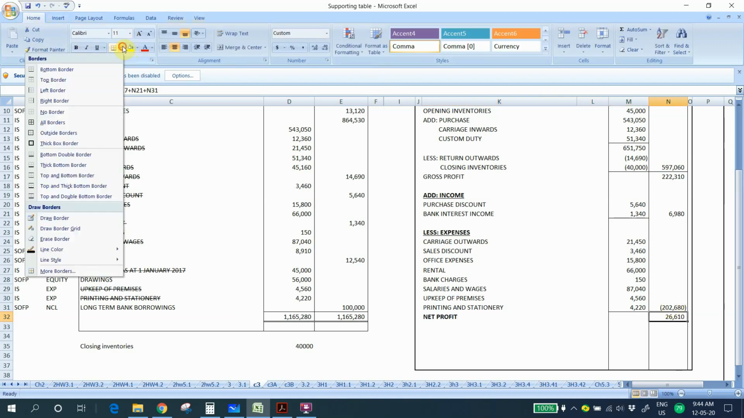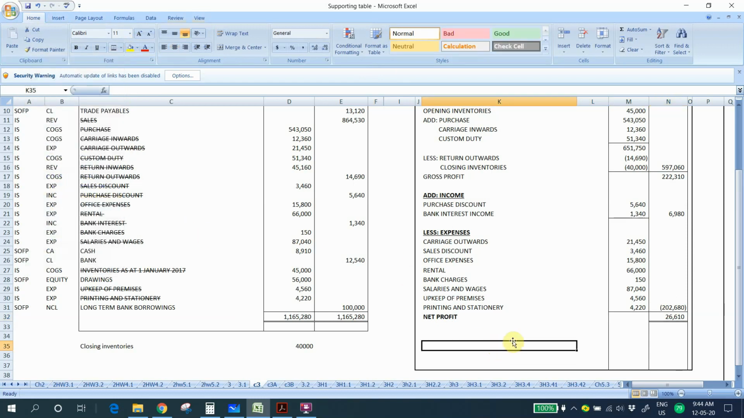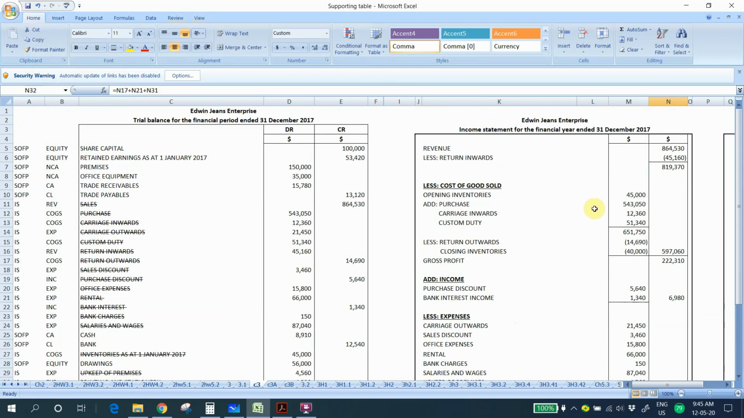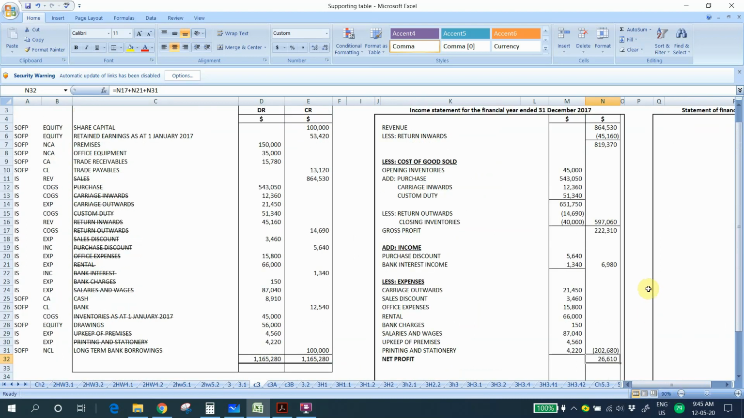Alright, we can put a double line. So it means that this is a final answer. I repeat, we use the gross profit add income minus expenses. If the amount is positive, it means that this is net profit. If negative, this is net loss. So basically, we have completed the income statement. You can take a look now.